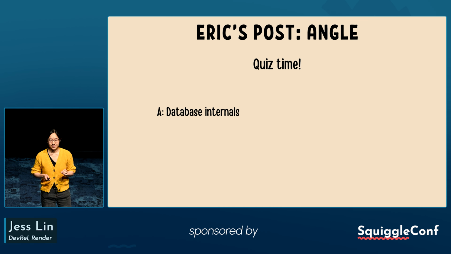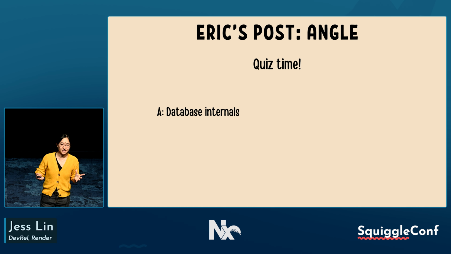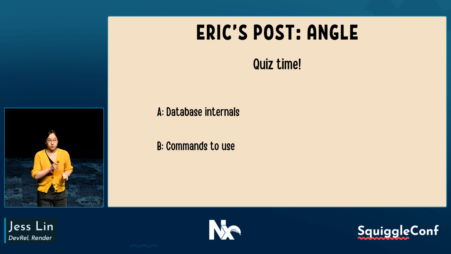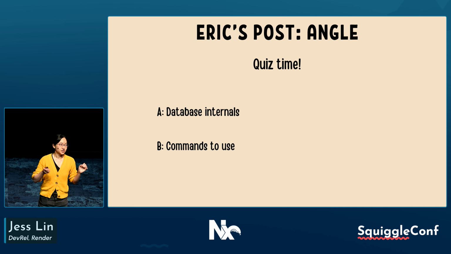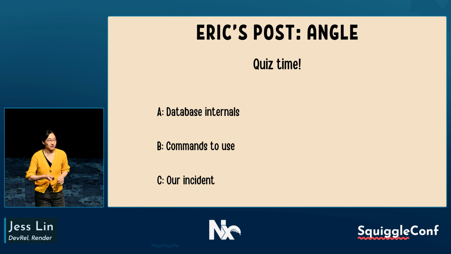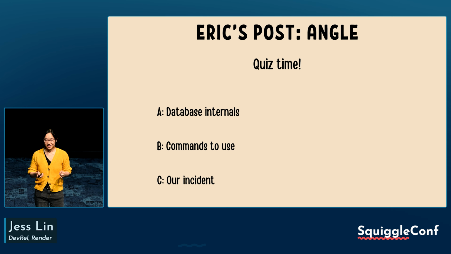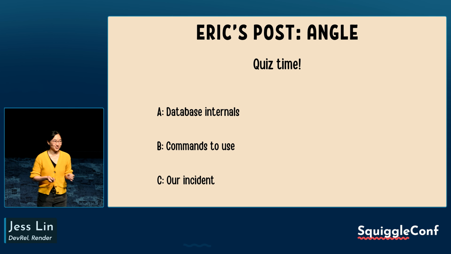Angle A, database internals. Here are 3 components of Postgres and how they affect Postgres performance. Angle B. Here is a list of commands that you can use to debug Postgres performance. Or C. Do you know why a simple looking query caused a massive slowdown in our internal database and caused an internal incident? No? Well, let me explain how this went down.